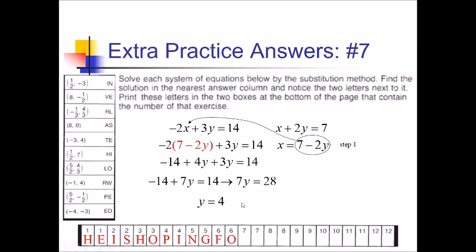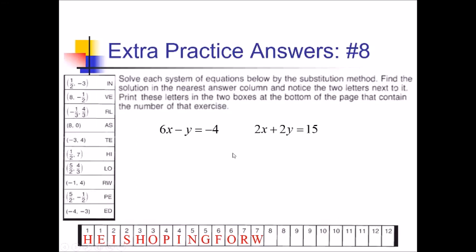All right, now that I found y, I can plug that 4 back in for y in this equation right here. There's a few others I could have used, but this seems to be the easiest way to do it. So I've got 7 minus 2 times 4 equaling x. So this is 7 minus 8, which is negative 1. So then I have the answer (negative 1, 4) for this one. And looking that up, it looks like I've got an R W next to (negative 1, 4) in my table. So I'm going to write R W in my 7 spot.